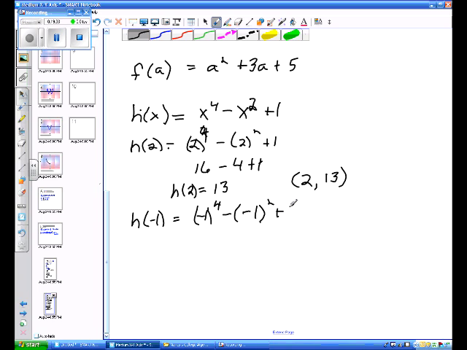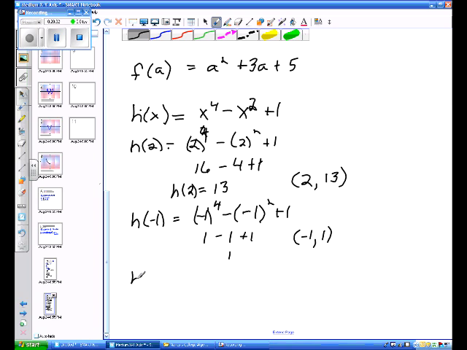And then plus 1. So we would have 4. Whenever you square a negative number, you get a positive. And where did I get a 4? That would be a 1 squared. 1 to the fourth is 1. Then negative 1 squared is 1. Plus 1 would end up being 1. So we would have the ordered pair negative 1, 1.